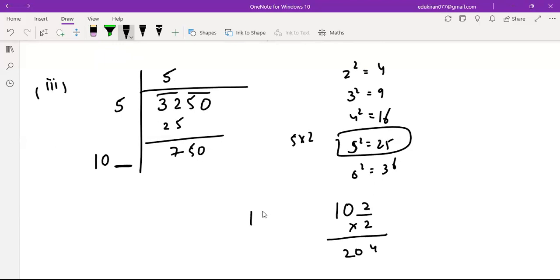This blank, if you put 2, you will multiply it with 2. So you will get 22.